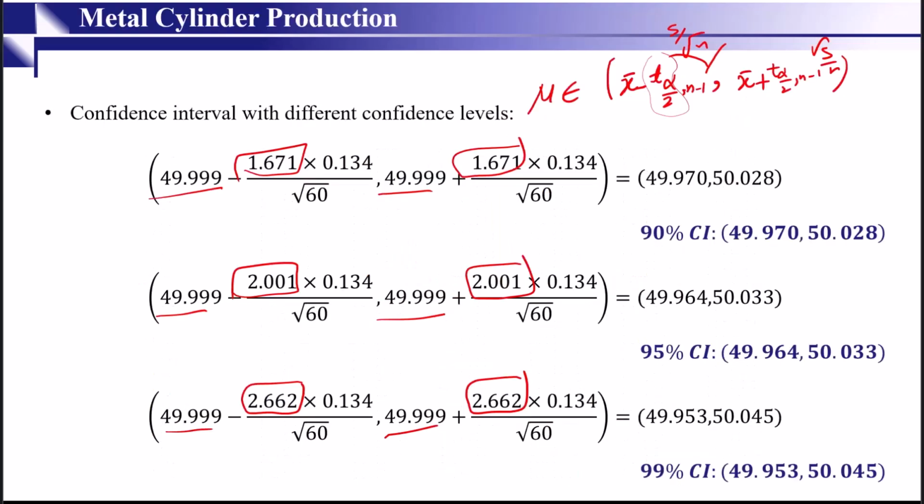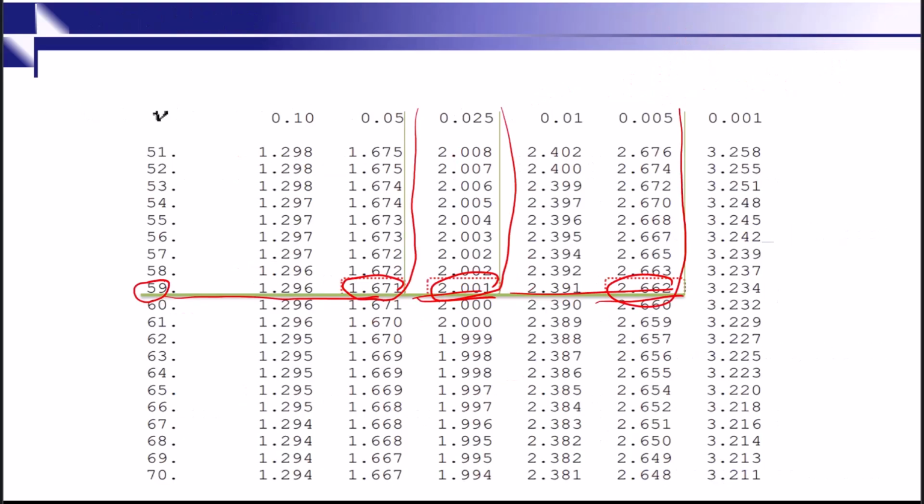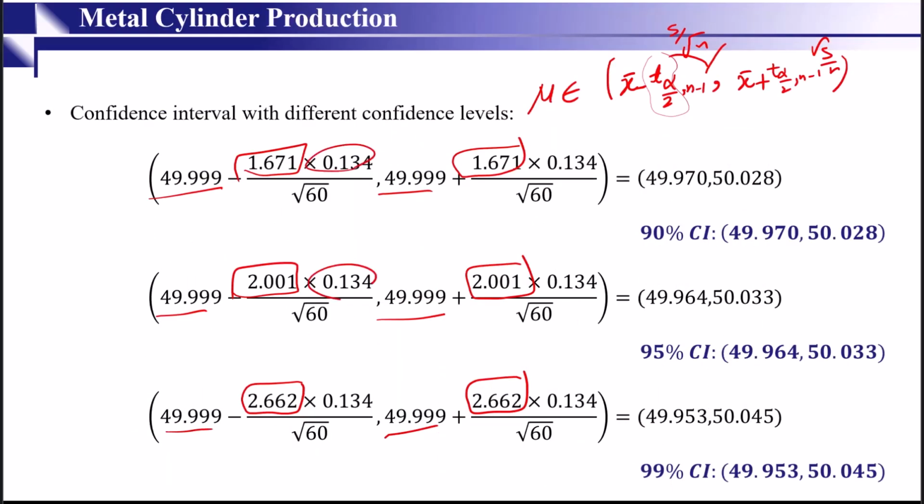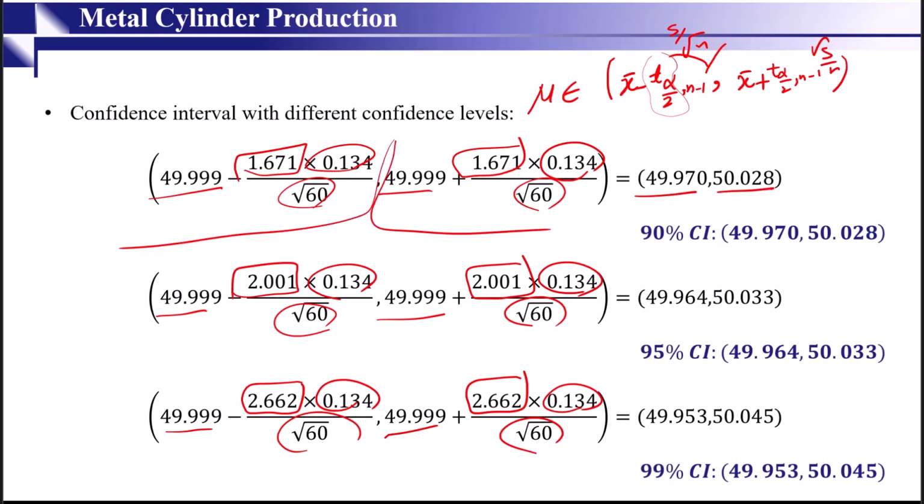Then multiply s, the standard deviation that we found here, 134. So 134, 134, all 134, and root of n, the sample size, right? Then if you solve this, you will come up with this value and this value. Then we can say the 90% confidence interval is 49.97 and 50.028. It means by the probability of 90%, by confidence of 90%, the mean falls between these values. In here, with 95% it goes to this interval, with 99% it goes to this interval.